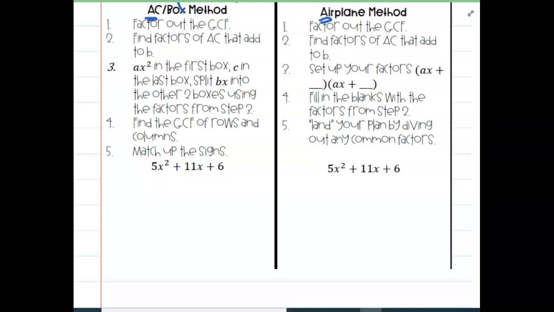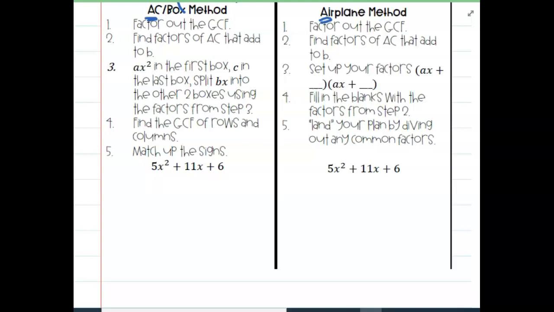First thing, we're going to talk more about this tomorrow. The first thing we always want to do when factoring is we want to see if there's a greatest common factor. This is what we did 2 weeks ago. Okay? Most of the time there's not going to be. Notice 5x squared, 11x, and 6. They don't have anything in common, but we need to get in the habit of checking. Okay? Next thing what you're going to do is you're going to find factors of AC that add to B.